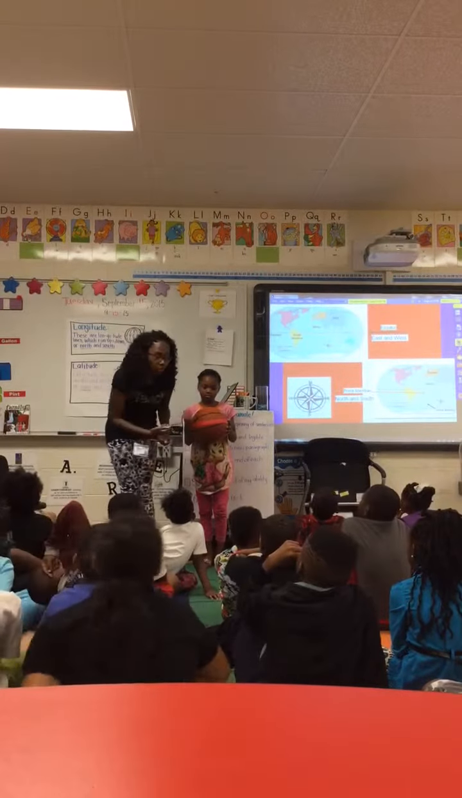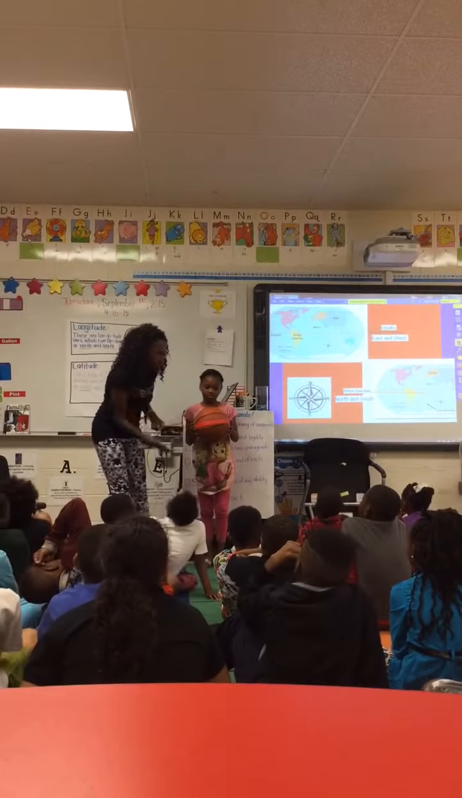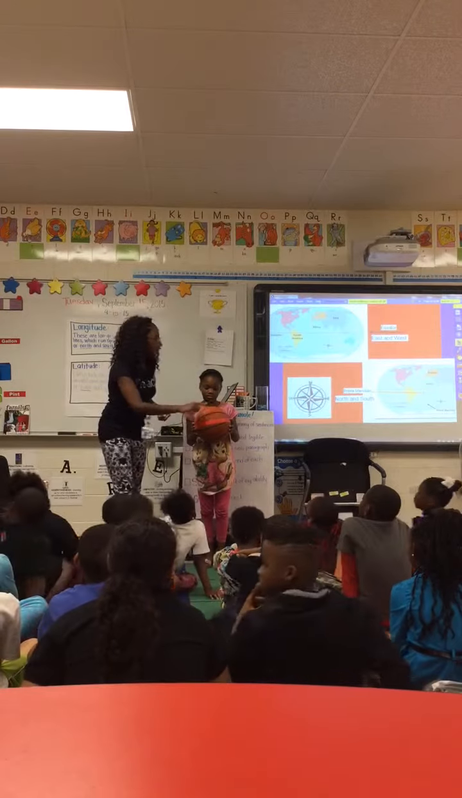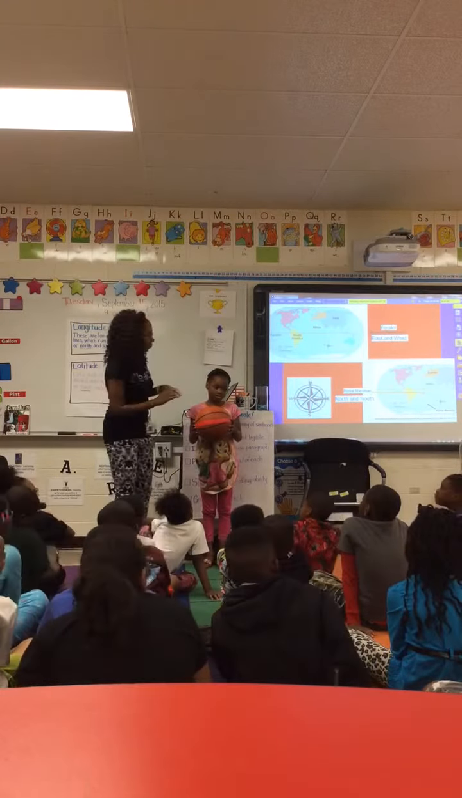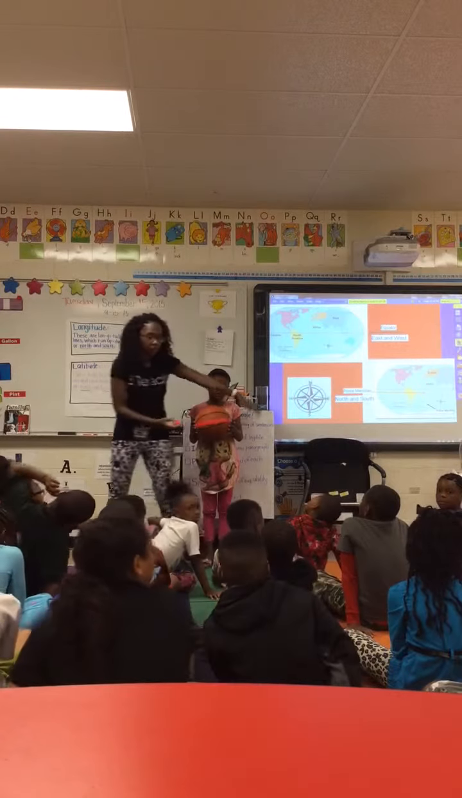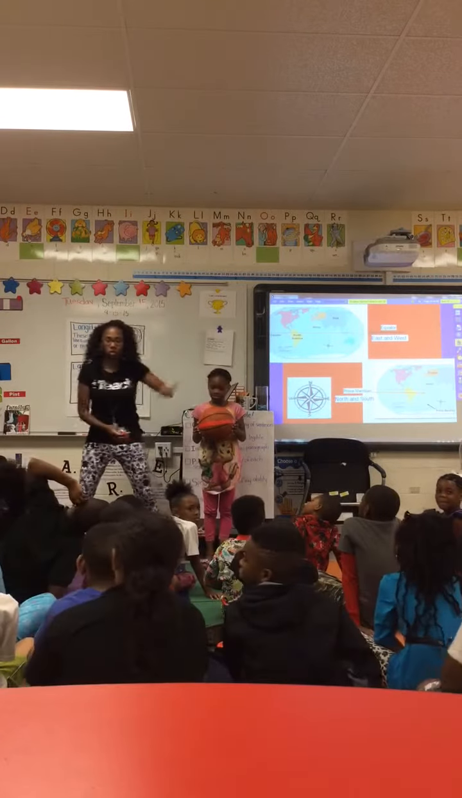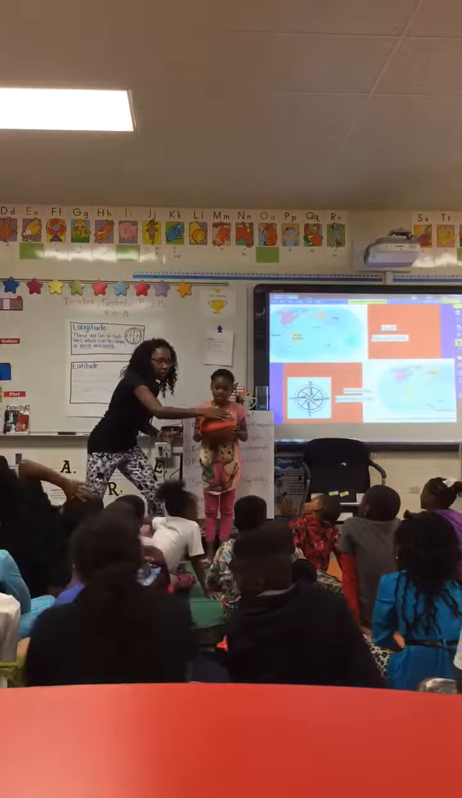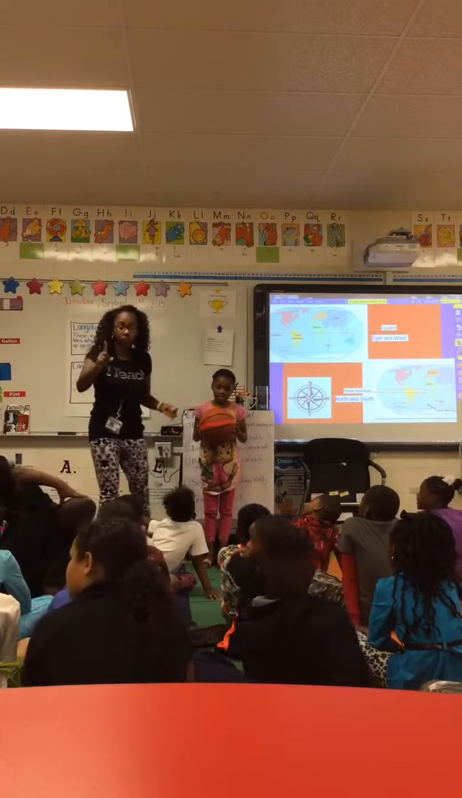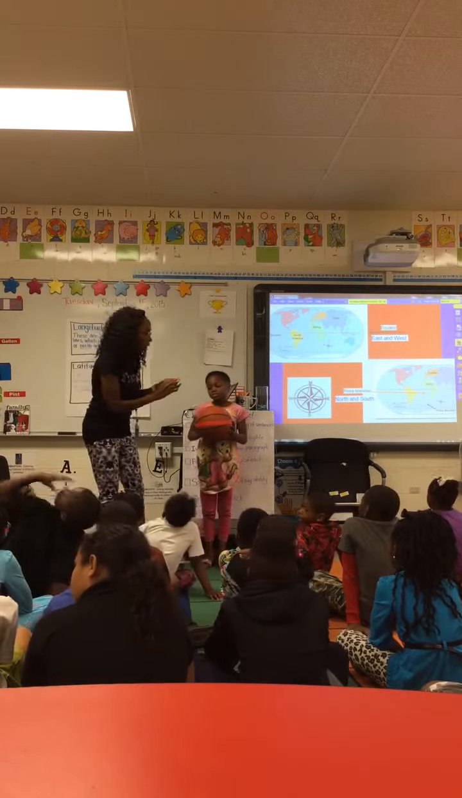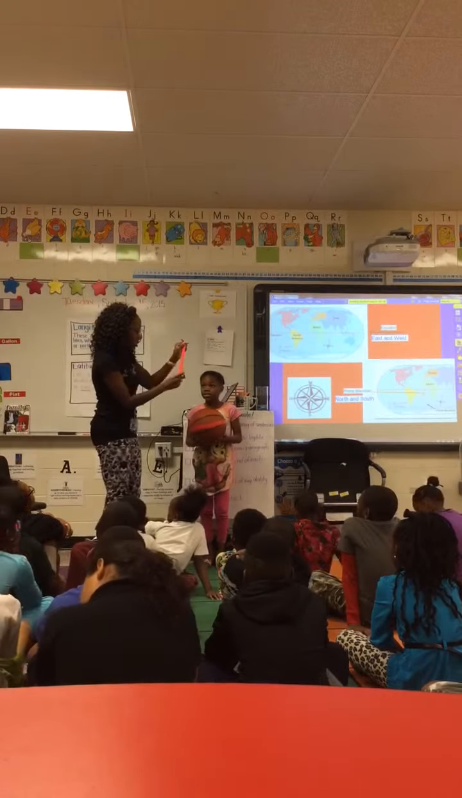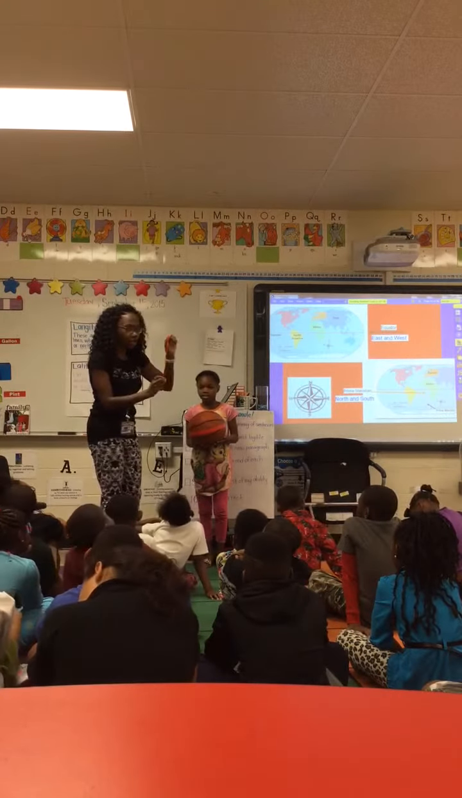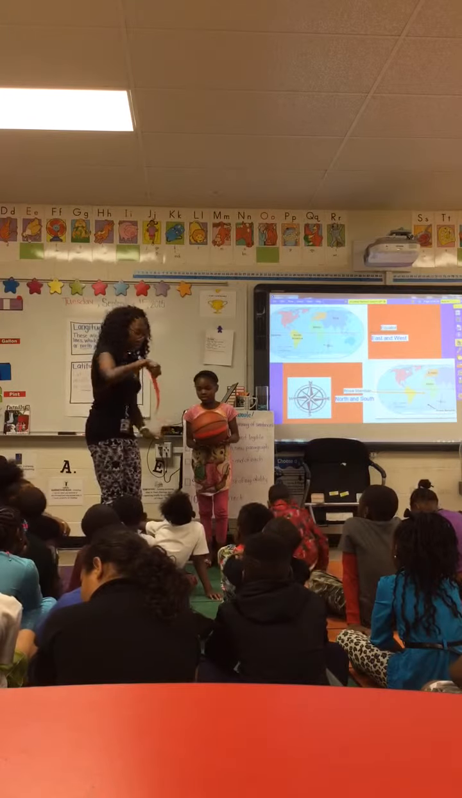We created the equator. The equator divides it from left to right, east to west, right? So we have one half, we have another half. Guess what else we can do? We can also split the earth in half by up and down.